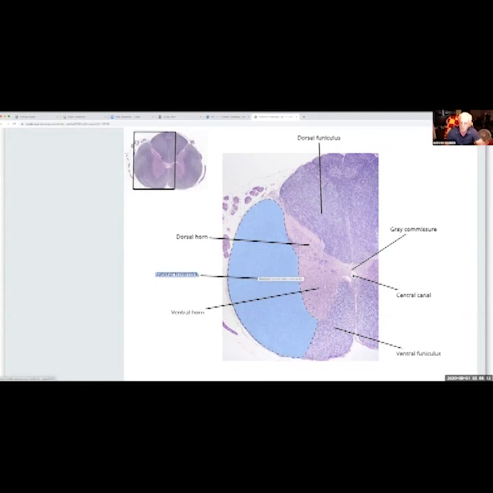Lateral means to the side. Medial means to the middle. Central canal, where your axons run. The gray commissures, the gray means cell bodies. And then your ventral funiculus. Ventral means the front. Dorsal means back.